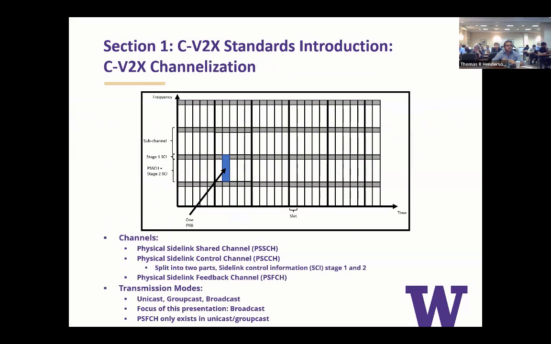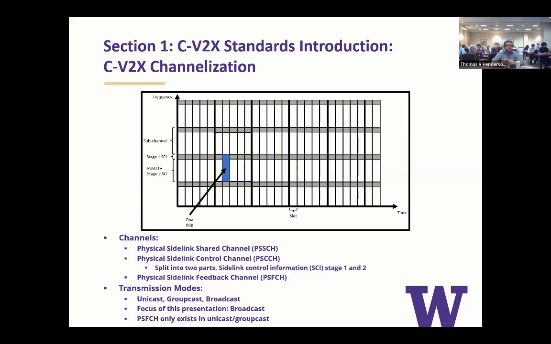And here we can see the channel in Mode 2. In frequency, the channel is broken up into subchannels, which are formed from some number of resource blocks defined by the network operator. Each subchannel is split into two parts. The first carries a stage 1 side link control information, or SCI, which is a part of the physical side link control channel, or PSCCH.